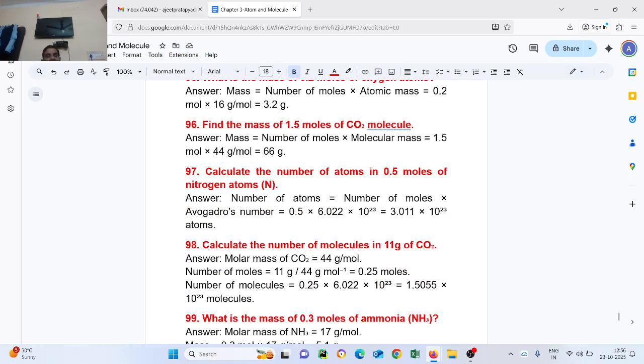Question number 98. Calculate the number of molecules in 11 gram of carbon dioxide. Molar mass of carbon dioxide is 44 gram per mole. Number of moles is 11 gram divided by 44 gram per mole, equal to 0.25 moles. Number of molecules is equal to 0.25 multiplied by 6.022 multiplied by 10 to the power 23, equal to 1.5055 multiplied by 10 to the power 23 molecules.